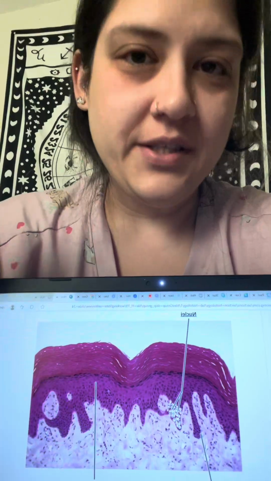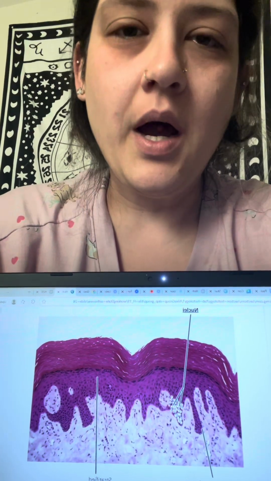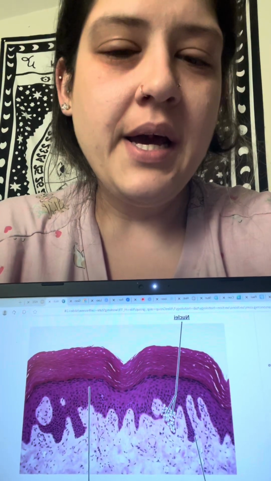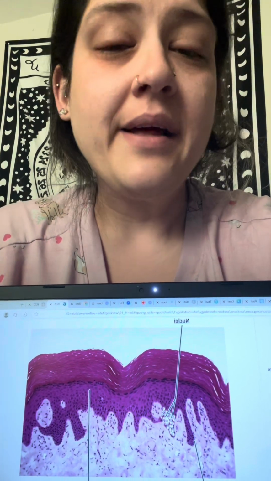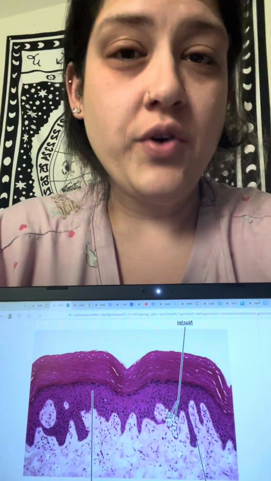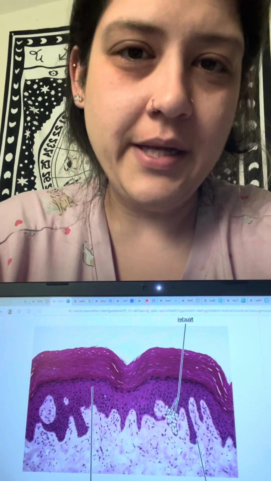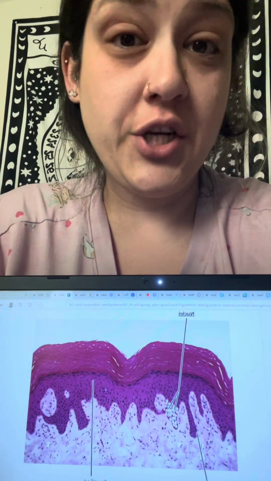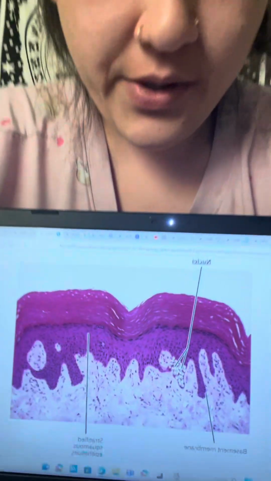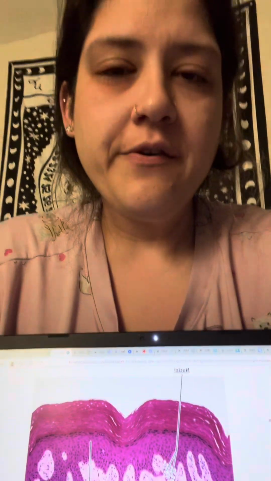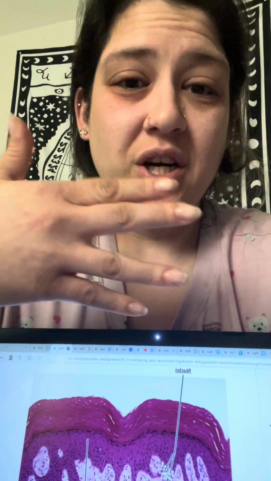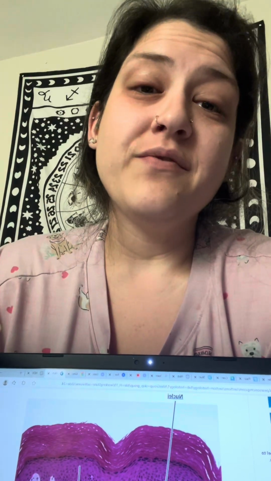First of all, this is stratified squamous epithelium. We know that epithelial tissue is classified by its layers and the shape of the cells. Stratified means many layers, it's multi-layered. Squamous is the shape. The squamous cells are flattened. They have tight junctions, so they fit together. That prevents things from penetrating or leaving.